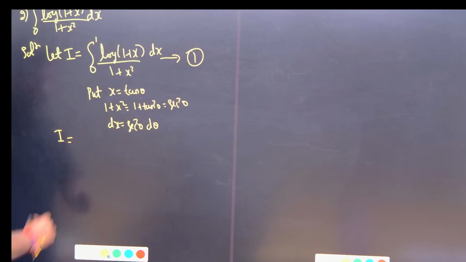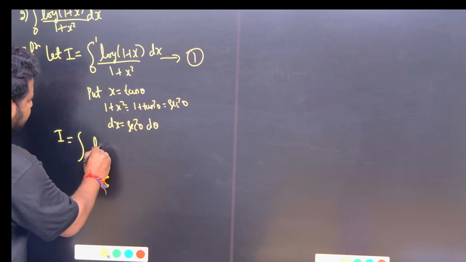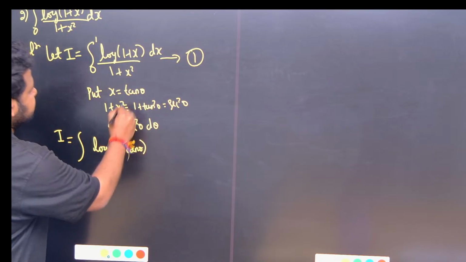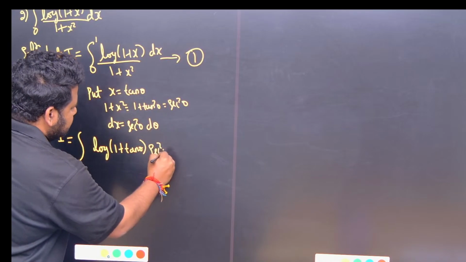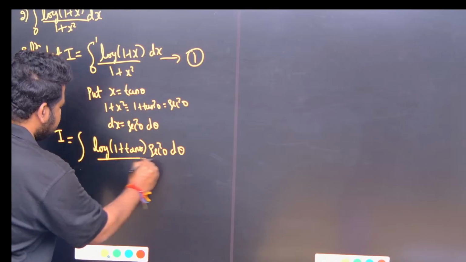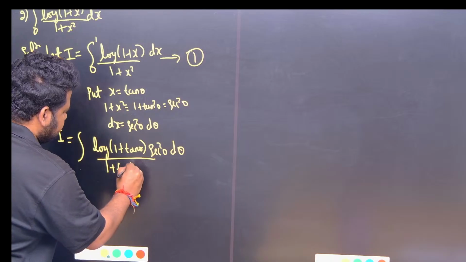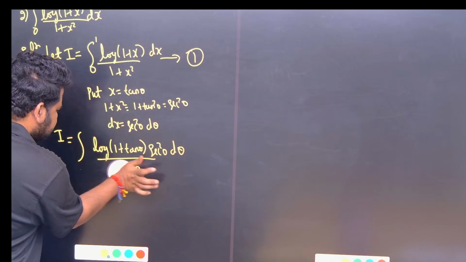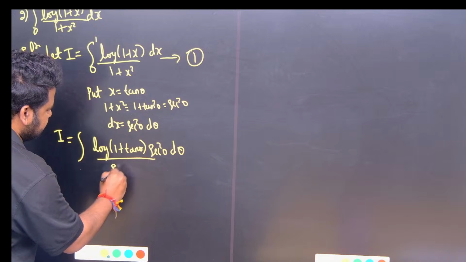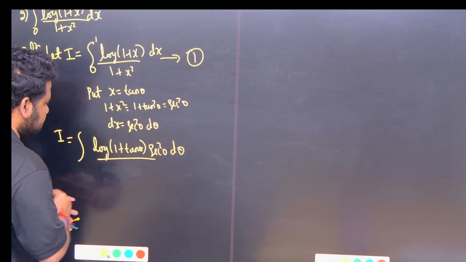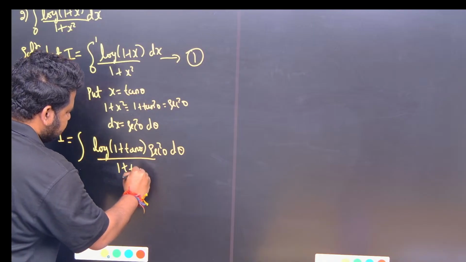Before that, let us write this. The integral of log of 1 plus tan theta, dx is secant square theta d theta, divided by 1 plus tan square theta. Instead of writing 1 plus tan square theta, I could write secant square theta directly, but let me write one more step, not a problem. So this is 1 plus tan square theta.